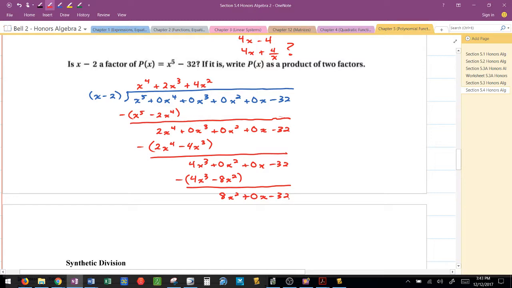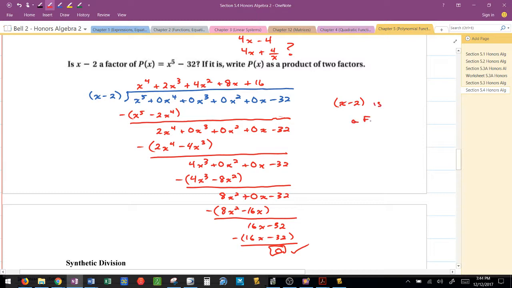I'm almost done. What times x gives me 8x squared? That would be plus 8x. So distribute, I get 8x squared minus 16x. Subtract that away, and I get 16x minus 32. What times x gives me 16x? That would be plus 16. 16 times x is 16x minus 32. Subtract that away, I get 0. Yahoo! Because I got 0, I know that x minus 2 is a factor.